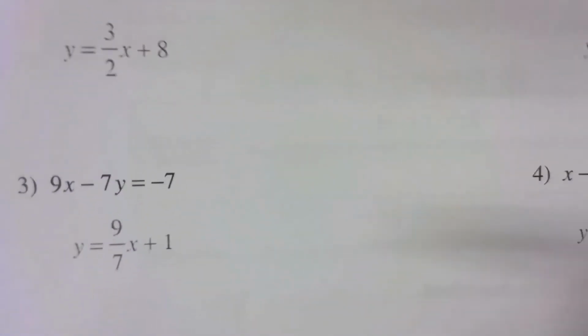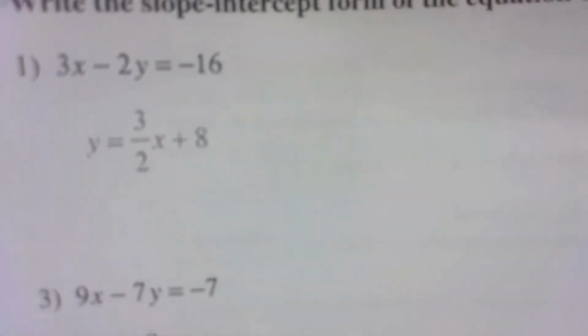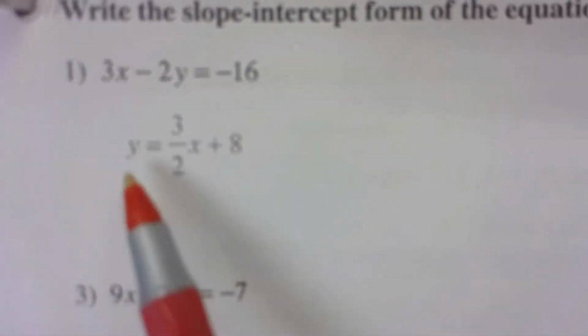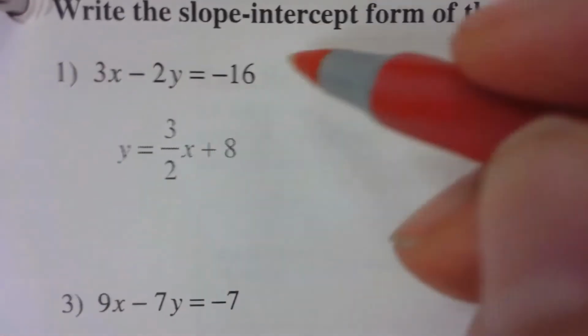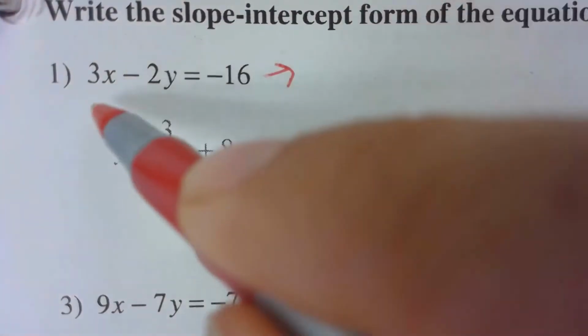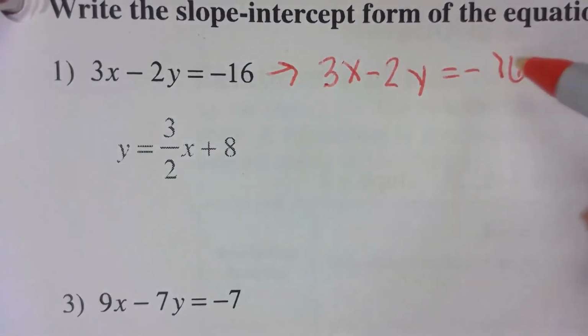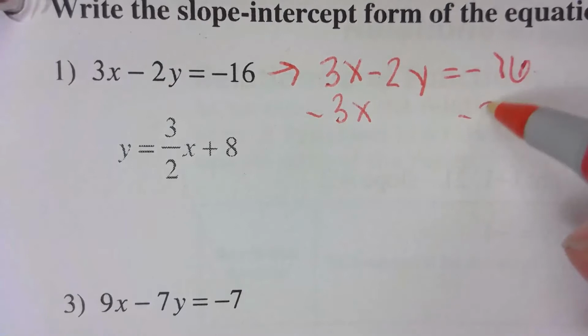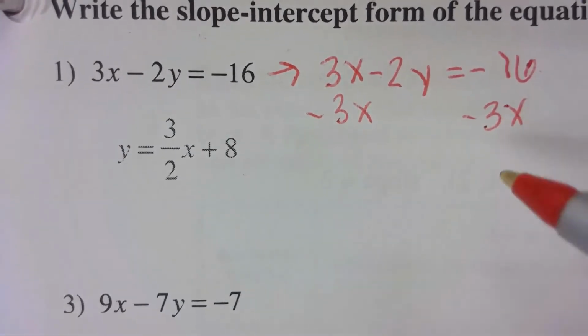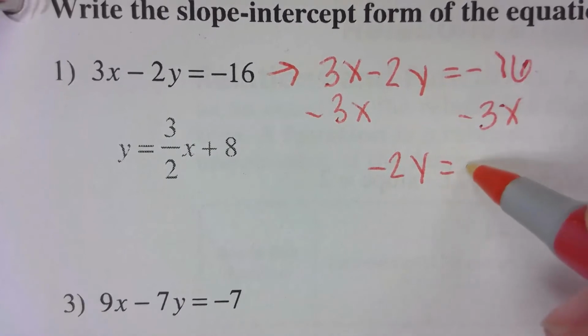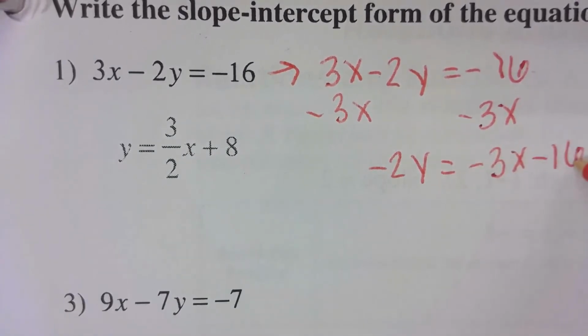Okay, next section. The next section is on writing slopes of lines. In number 1, this is in standard form, so we want to get it into slope-intercept form. Slope-intercept form is y equals mx plus b. So what you're going to do is subtract 3x to the other side. That gives you negative 2y equals negative 3x minus 16.